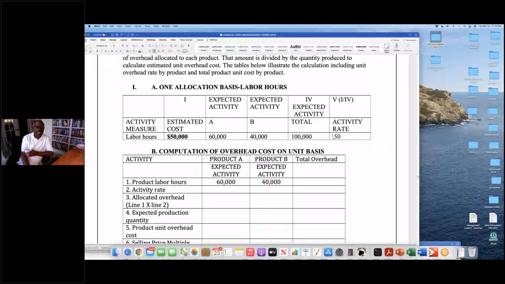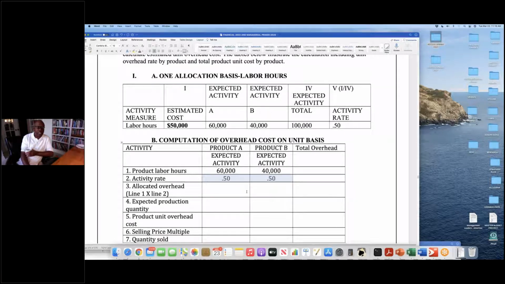Then I'm going to get my activity rate, which I just calculated. I'll put my activity rate in. Then to allocate the overhead between product A and product B, I multiply the activity rate times the hours. So 50 cents times 60,000 is how much? 30,000. And 50 cents times 40,000 is what? 20,000. And we add those together, how much do we get? 50,000. So that's $50,000. So now we have allocated the overhead to each item.